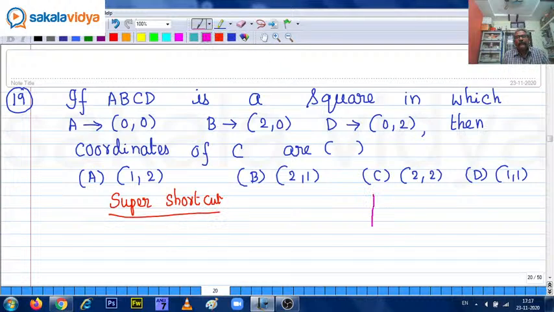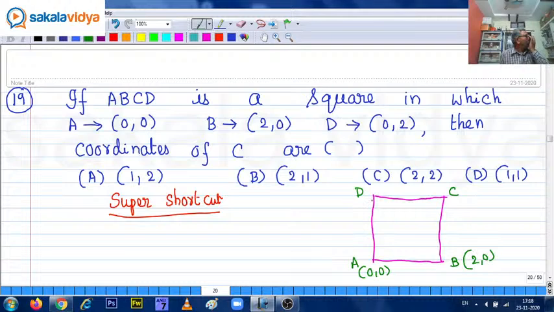See, first draw the figure. Say this is point A, point B, this is C, this is D. First, A coordinates are given 0, 0. B coordinates are given 2, 0. D coordinates are given 0, 2. But C coordinates we need to find out. This is the question mark.